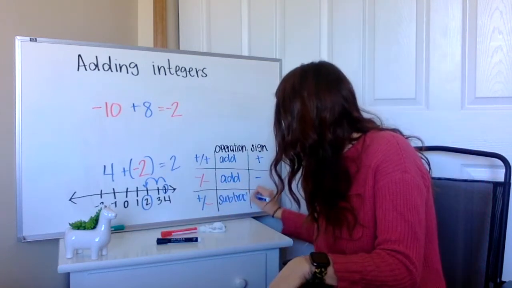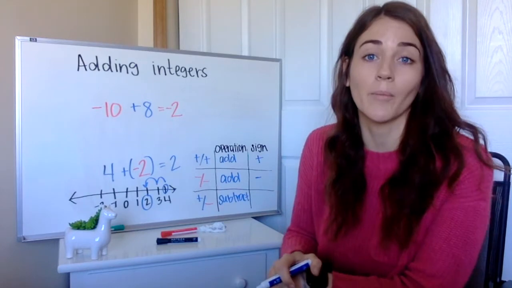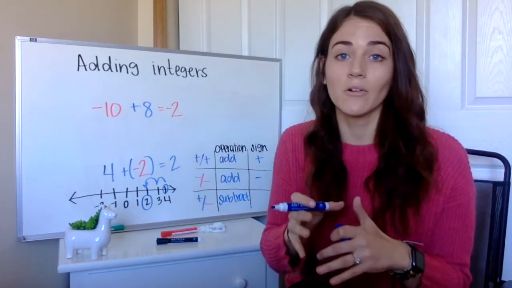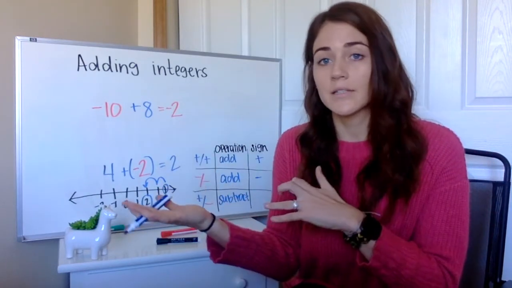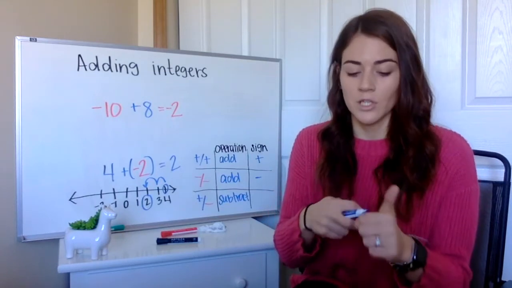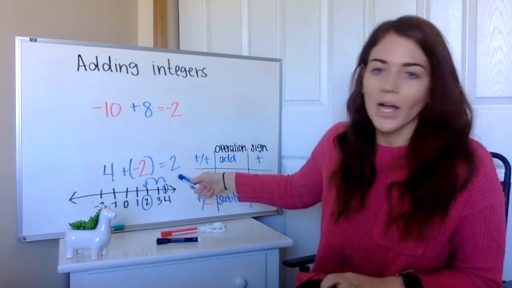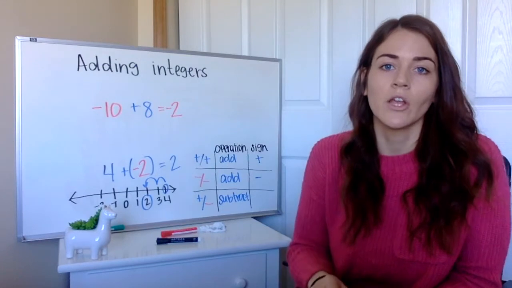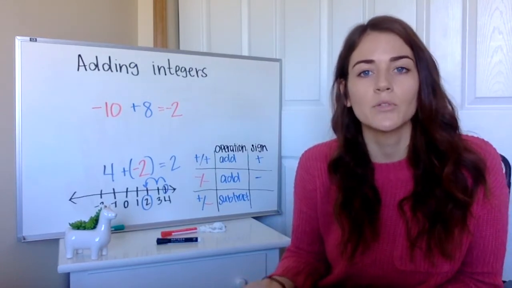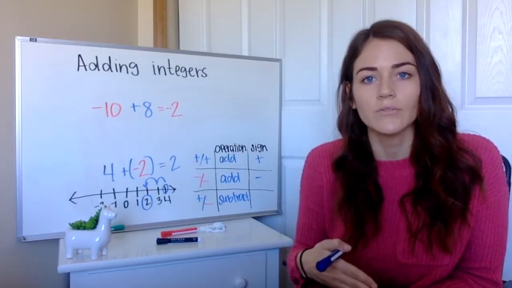When we have one positive and one negative, like you saw in our models, they're going to cancel out until there's either only positive left or only negative left. So as you can see, my answer could be positive, my answer could be negative. So how in the world are we supposed to know if our answer is positive or negative?